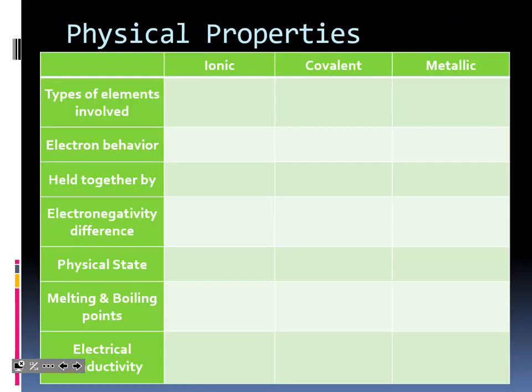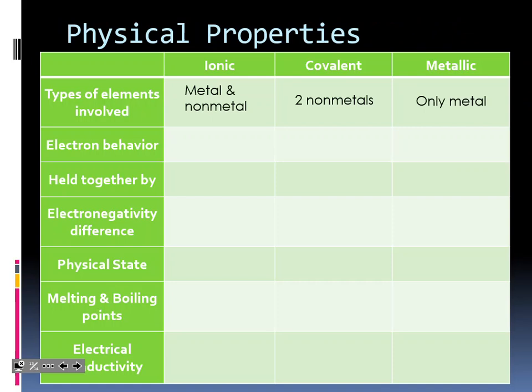All right, so let's put it all together and go through the chart. You can use this as a good study tool. Types of elements: a metal and a nonmetal for ionic, 2 nonmetals for covalent, and of course metallic is going to be only metals. The electron behavior.